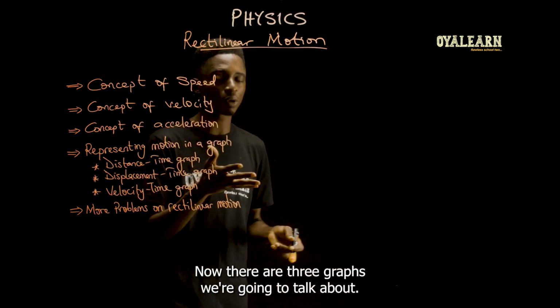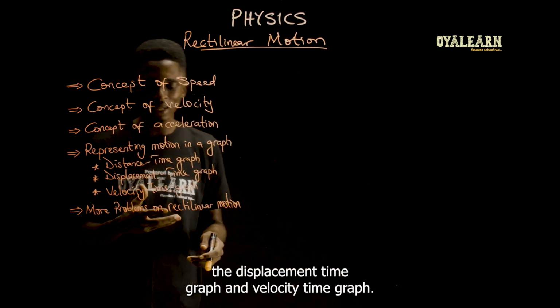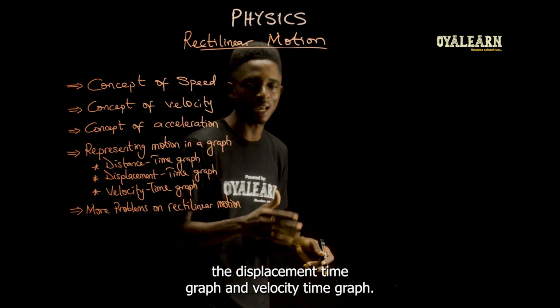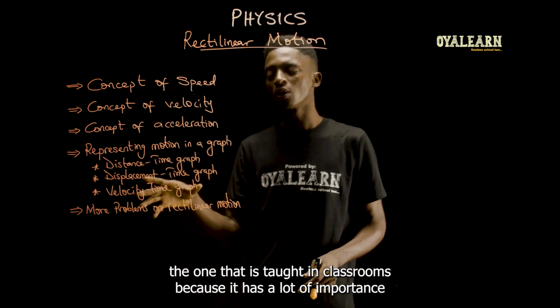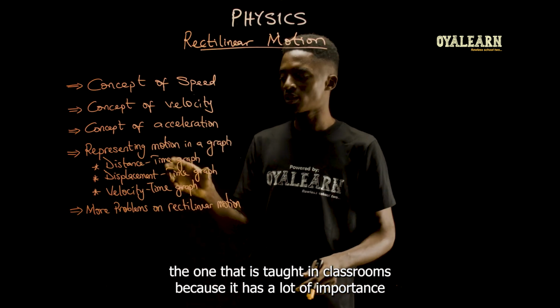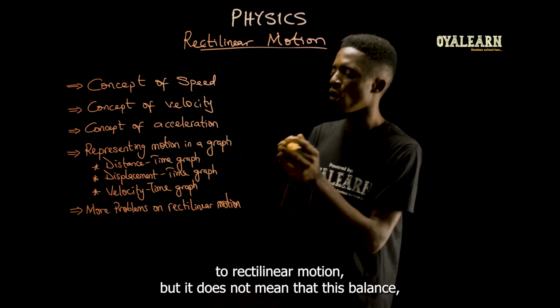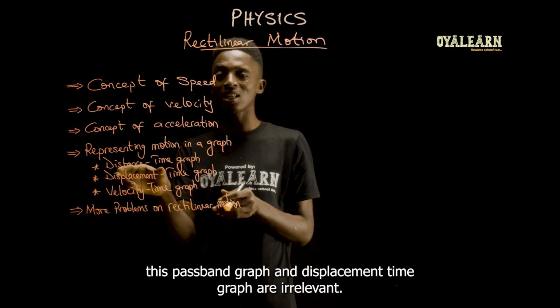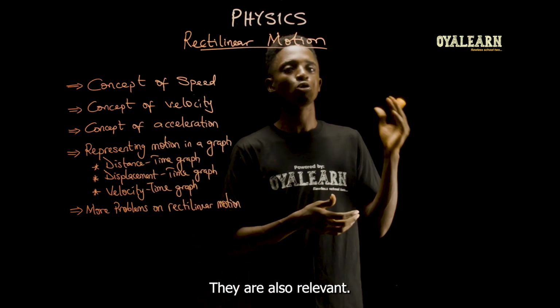Now, there are three graphs we're going to talk about. I'll be looking at the distance time graph, the displacement time graph, and the velocity time graph. Now, note, I do know that the velocity time graph is often the one that is taught in classrooms because it has a lot of importance to rectilinear motion, but it does not mean that the distance time graph and displacement time graph are irrelevant. They are also relevant.